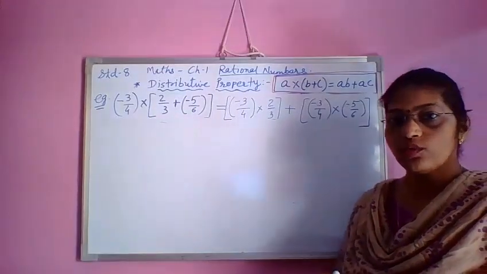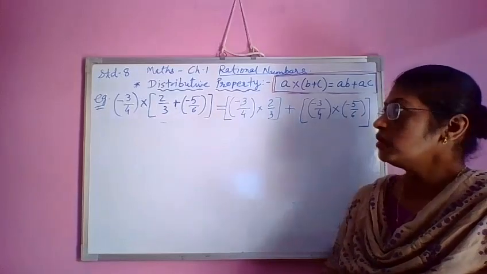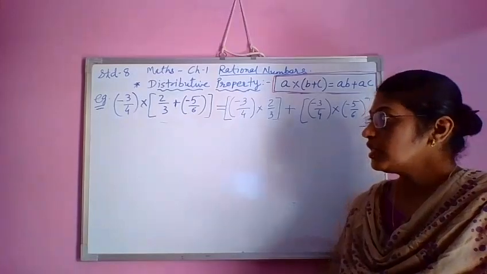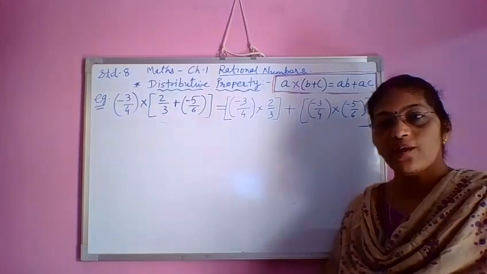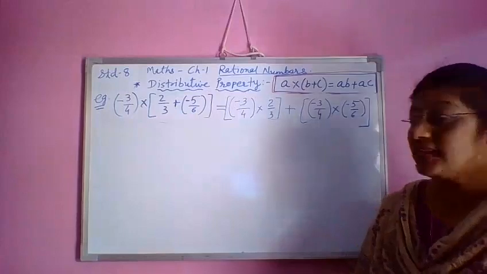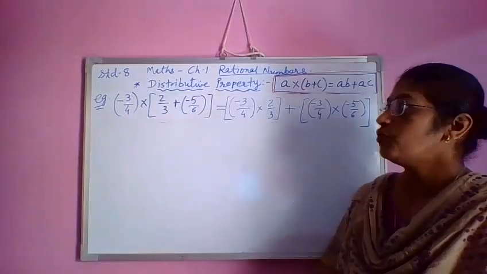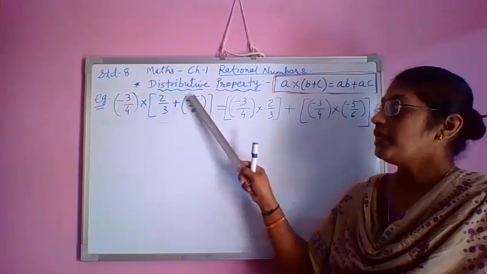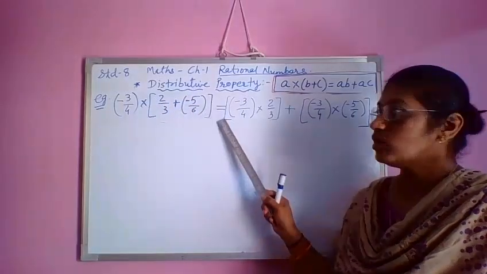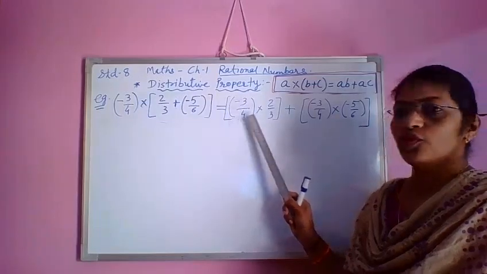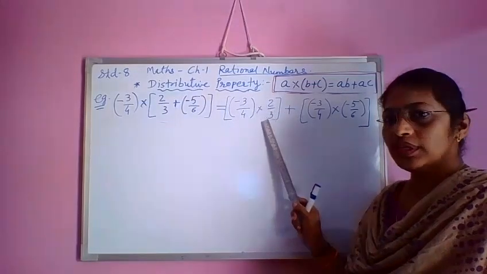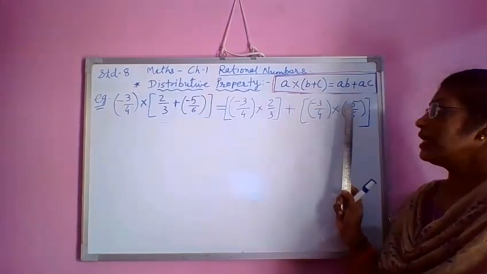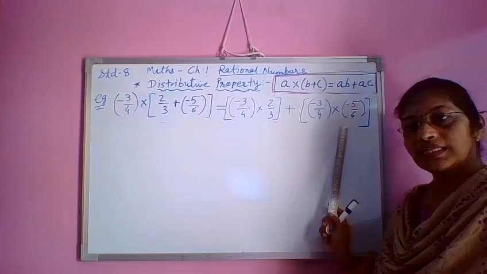So the distributive property for rational numbers minus 3 upon 4, 2 upon 3 and minus 5 by 6 can be written as minus 3 upon 4 multiplied by (2 upon 3 plus minus 5 upon 6) is equal to minus 3 upon 4 multiplied by 2 upon 3 plus minus 3 upon 4 multiplied by minus 5 upon 6.